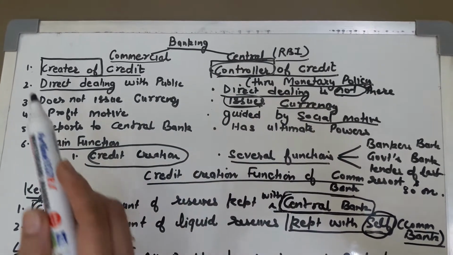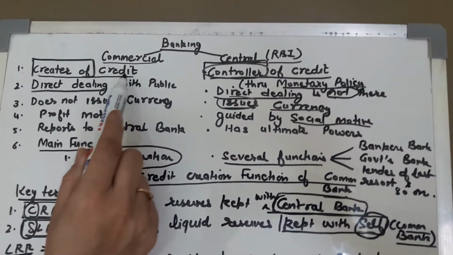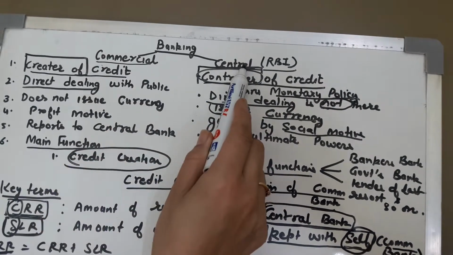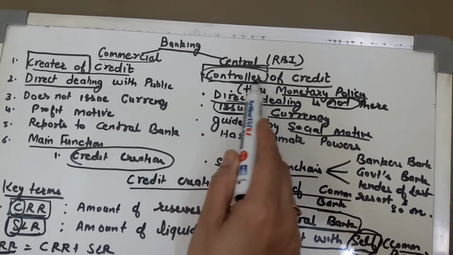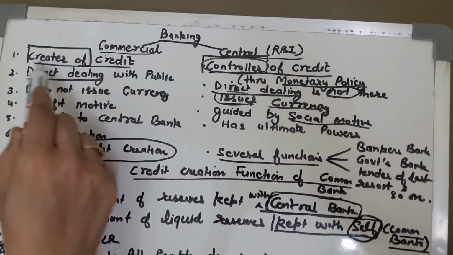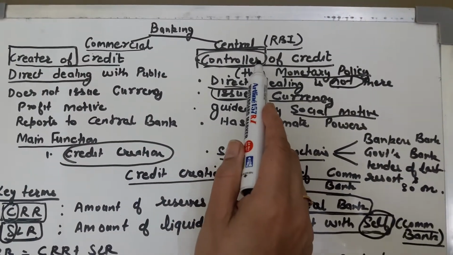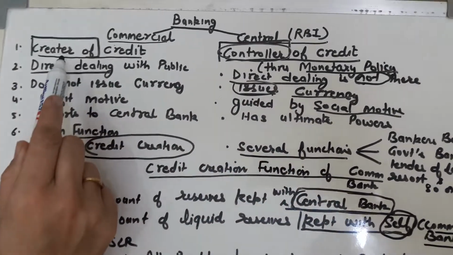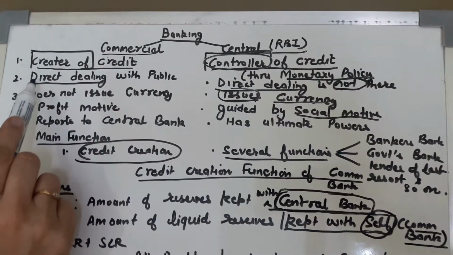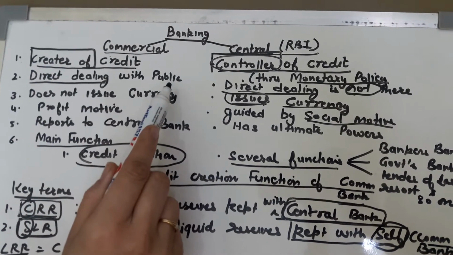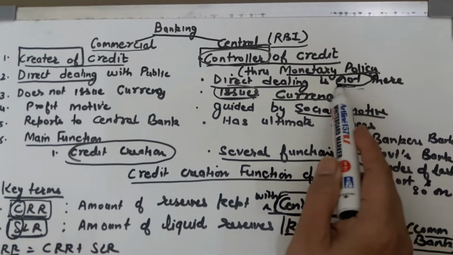process of credit creation. Now, first point of difference is commercial bank is the creator of credit, whereas central bank is the controller of credit. Now, these two words are very important: controller and creator. Controller means it controls the money supply situation in the economy using monetary policy, and commercial banks are responsible for creation of credit. Second point of difference is commercial banks have direct dealing with public, whereas for RBI there is no direct dealing with the public. The keyword is no.